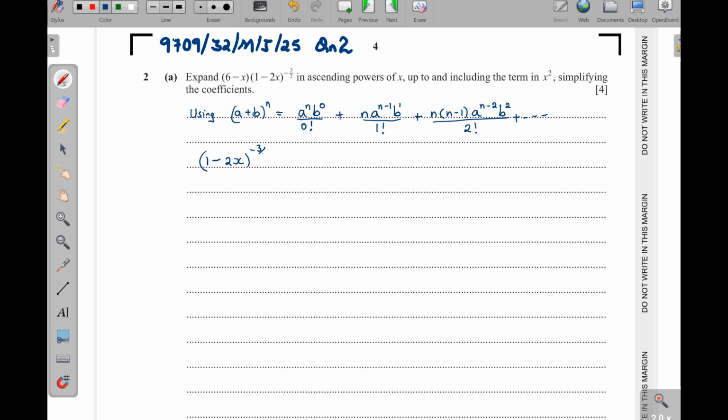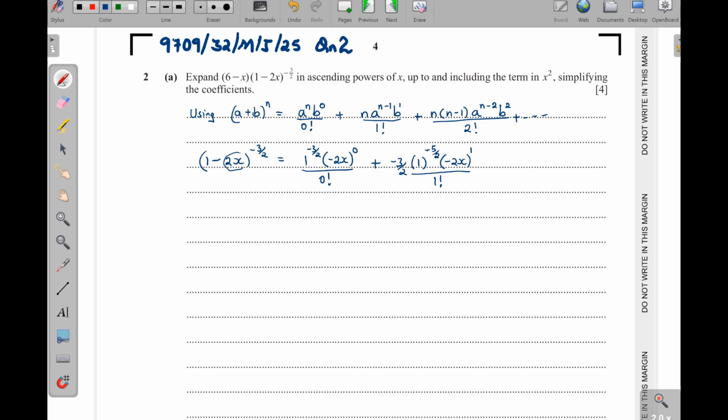So this is power negative 3 over 2. I'll begin with that one, power negative 3 over 2, and then we have negative 2x, then power 0 out of 0 factorial, then plus. Now drop the power. We shall have negative 3 over 2, and then 1 here. When I subtract a 1 from it, we shall have negative 1.5 minus 1, that's negative 2.5, which is the same as negative 5 over 2. And then this negative 2x here will be to the power of 1, then out of 1 factorial.